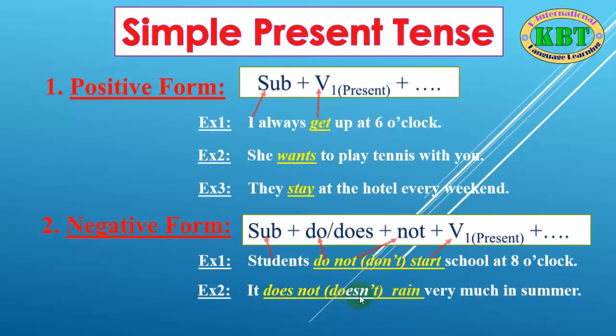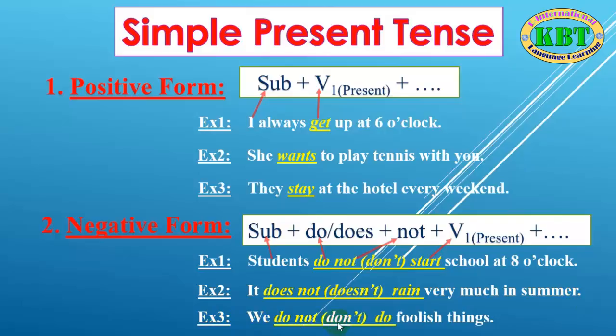It does not, or it doesn't, rain very much in summer. So it is the subject, third person singular, so we use does, plus not to show negative, or the contraction is doesn't. Rain is verb 1. Even though the subject is third person singular, we don't put an s on rain, because we already changed to does. In summer. Let's go to example number 3.